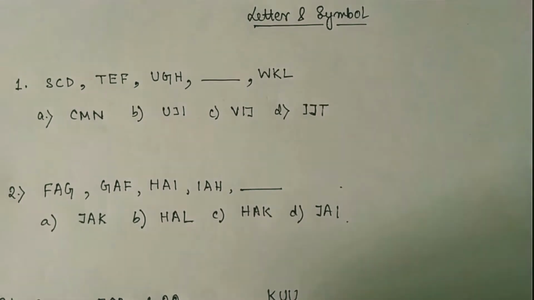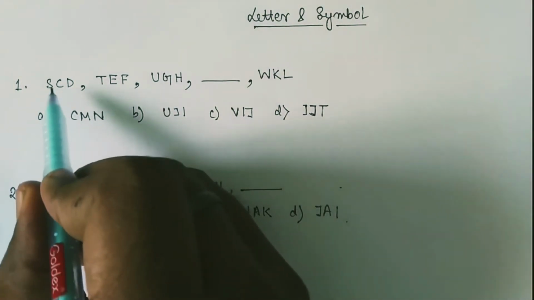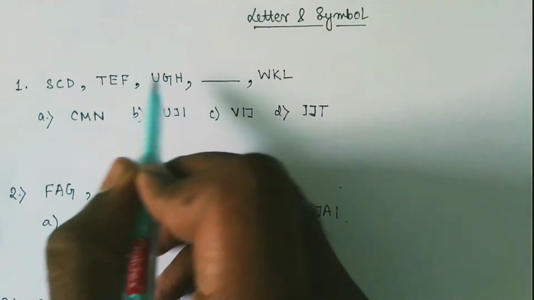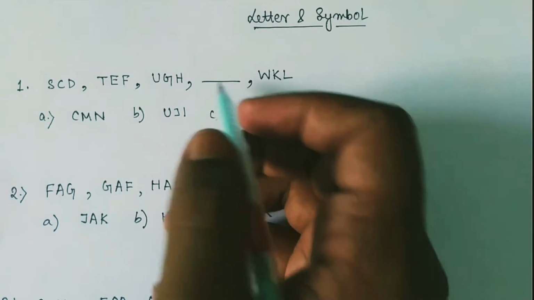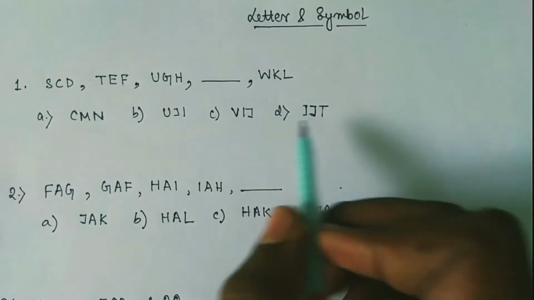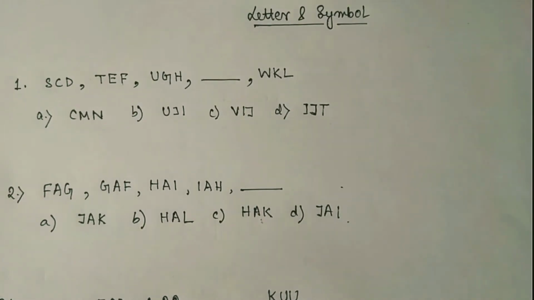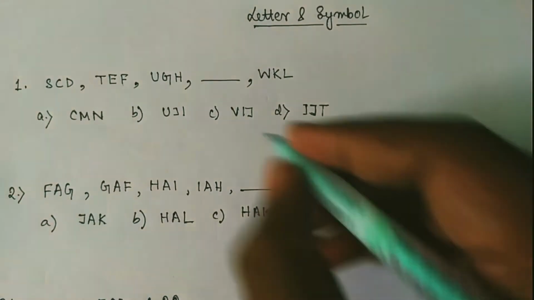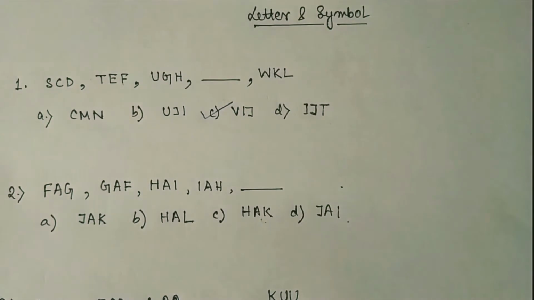So here is a pattern. Actually all the questions are in pattern: SCD, TEF, UGH, then blank, then WKL. So in the blank space, what will be the answer? CMN, UJI, VIJ, or IJT, right? So here the option will be VIJ. But why did I choose VIJ?